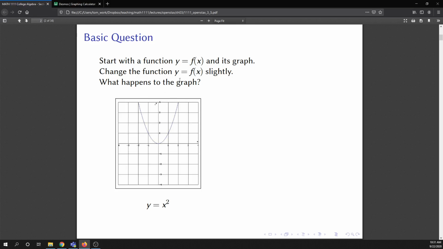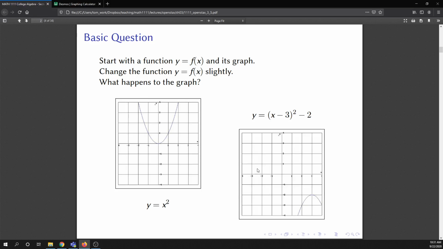And then we are going to alter the function slightly, okay? So that's a little vague, but we will address that in the next slide. So we change this up a little bit. There's some things that we'll do. And then what we're going to ask is, well, what happens to the graph? How does the graph change when we change this function here? So as an example, let's say that we alter this function by replacing x by x minus 3 and then subtracting 2. So then the question is, okay, well, what happens to this graph?